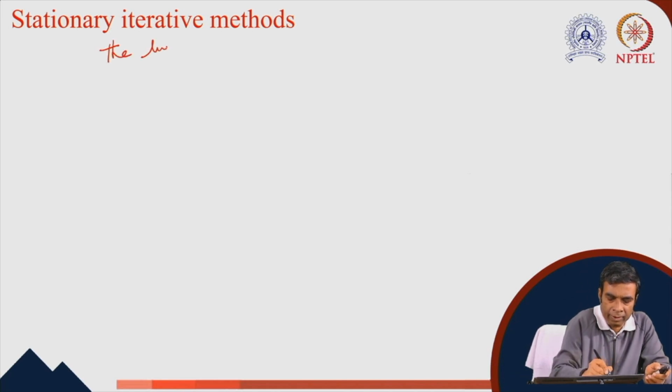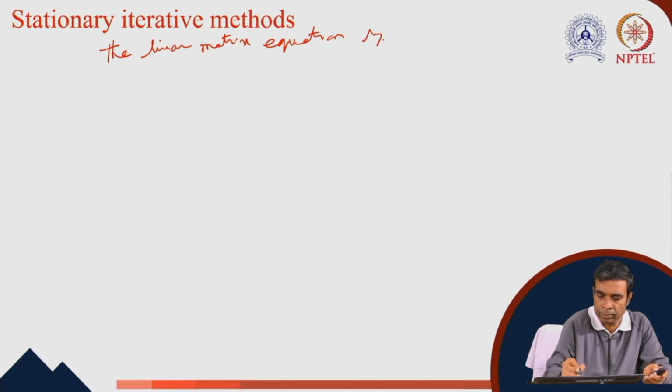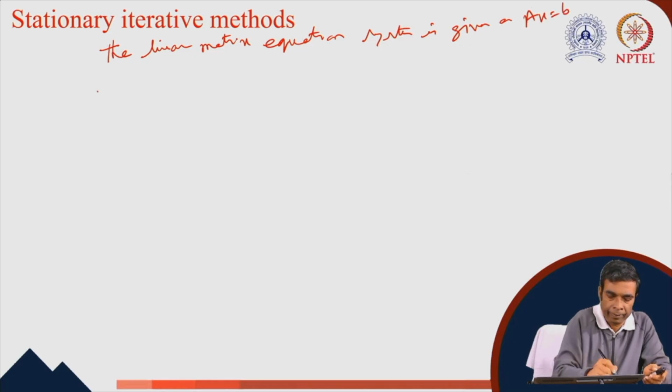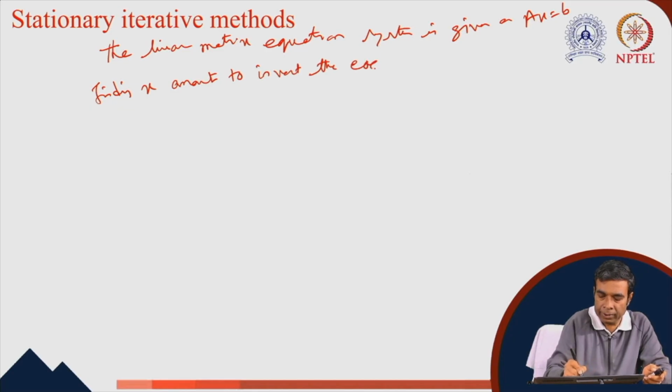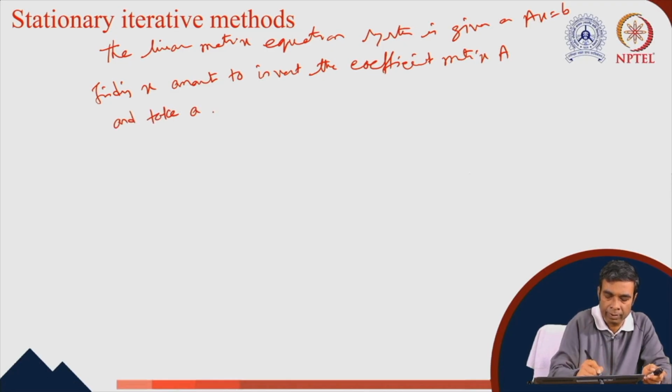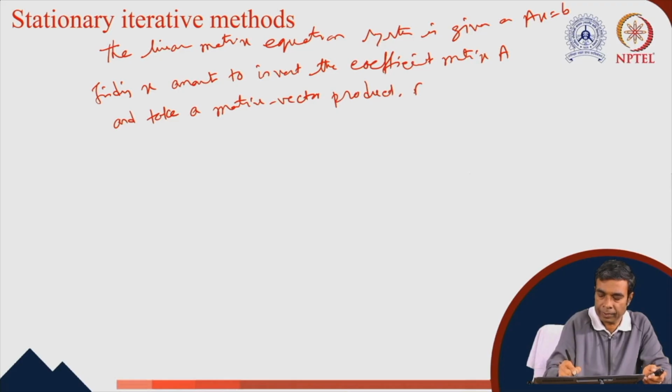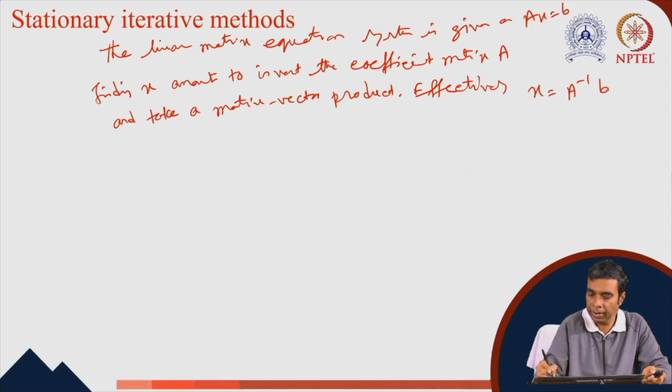The linear matrix equation system is given as Ax equals B. So finding x amounts to inverting the coefficient matrix capital A and taking a matrix vector product. Effectively, x equals A inverse B.